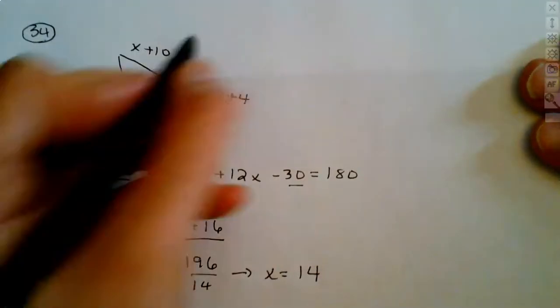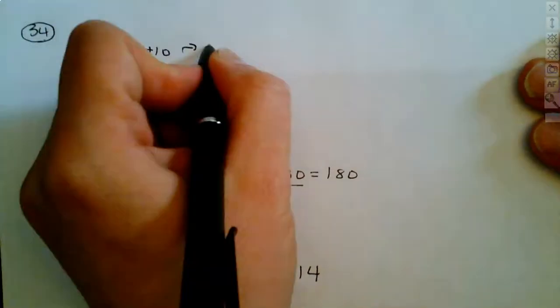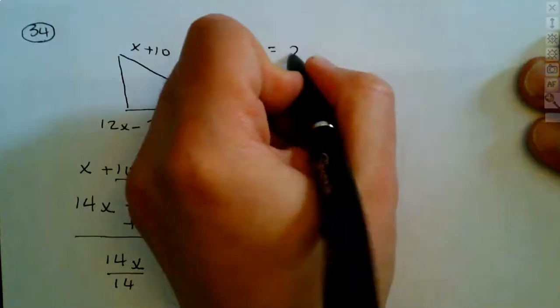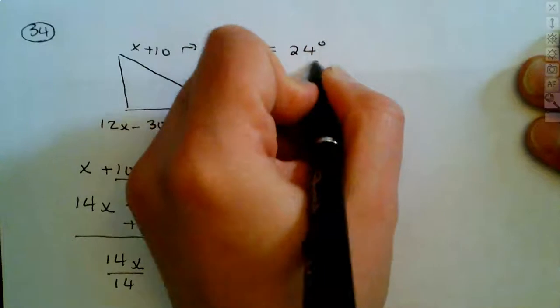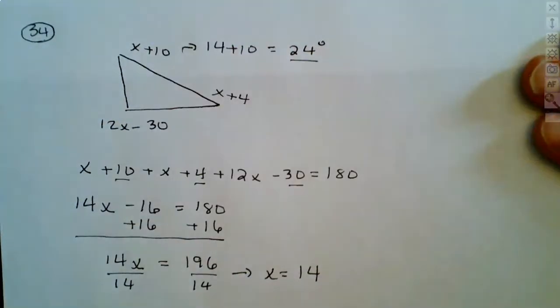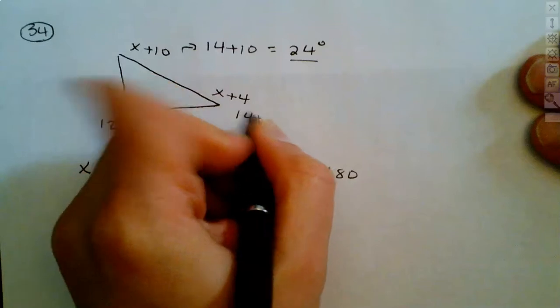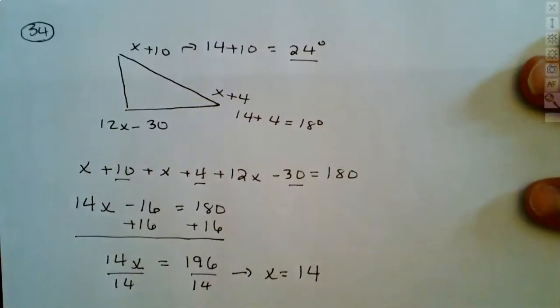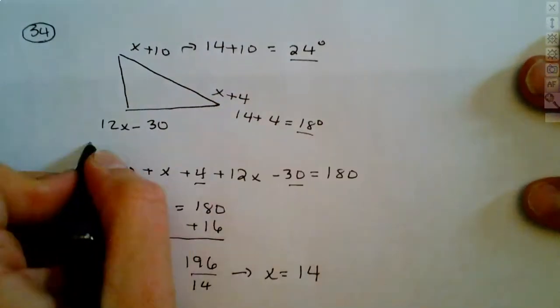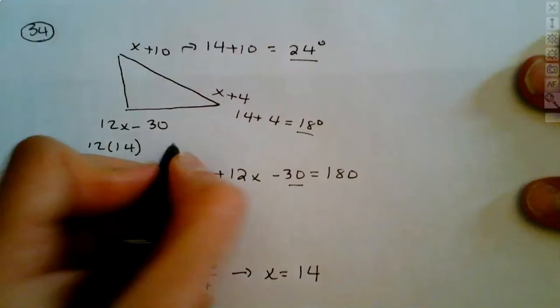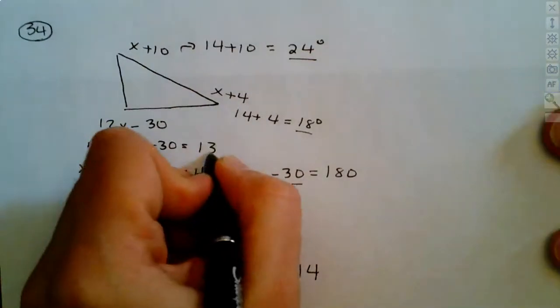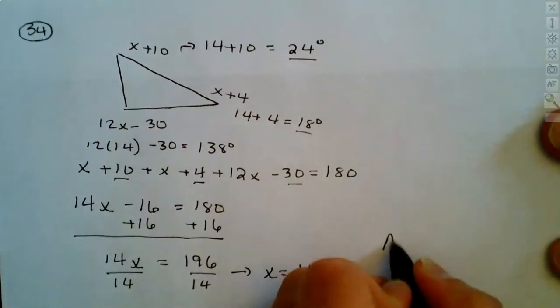We've got it up here, so I'm just going to leave it here. So what do we know? We know this one is going to be 14 plus 10. And 14 and 10 makes it 24. So that's one of them is 24 degrees. The other one is 14 plus 4. So that's 18 degrees. And then we've got our last one, which is 12 times 14 minus 30. That then comes out to give you 138 degrees.